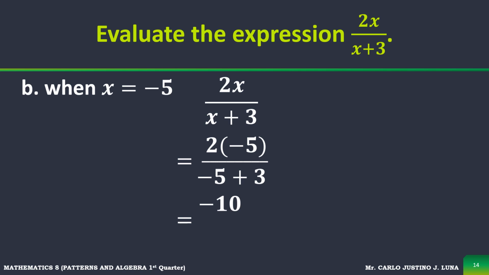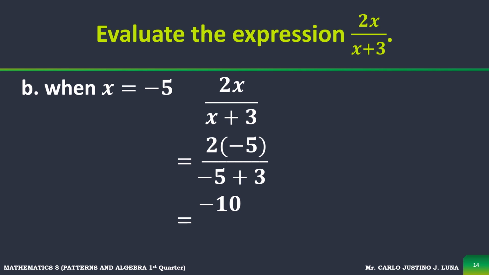Okay? You have to remember the laws of signs, no? Yung mga rules for the sign. If you have different signs, when you are multiplying two integers with different signs, the product is always negative. So positive 2 times negative 5 is negative 10.